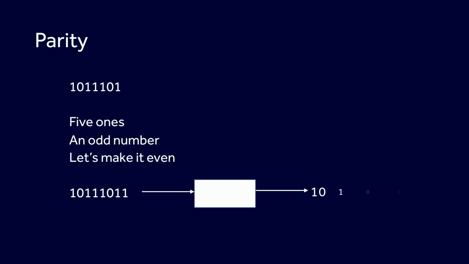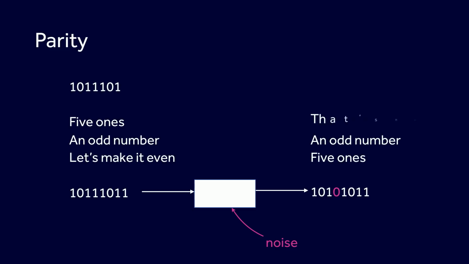So zoom, off it goes down some channel or onto a disk or something like that. Then the channel has noise, there's some errors, some corruptions, and that's what I'm showing here in pink. You can probably see that this digit 1 here has been converted into a 0, so that's an error. And on reception, I say 5 ones, that's not even, something bad must have happened, send it again. So that's the basis of parity.